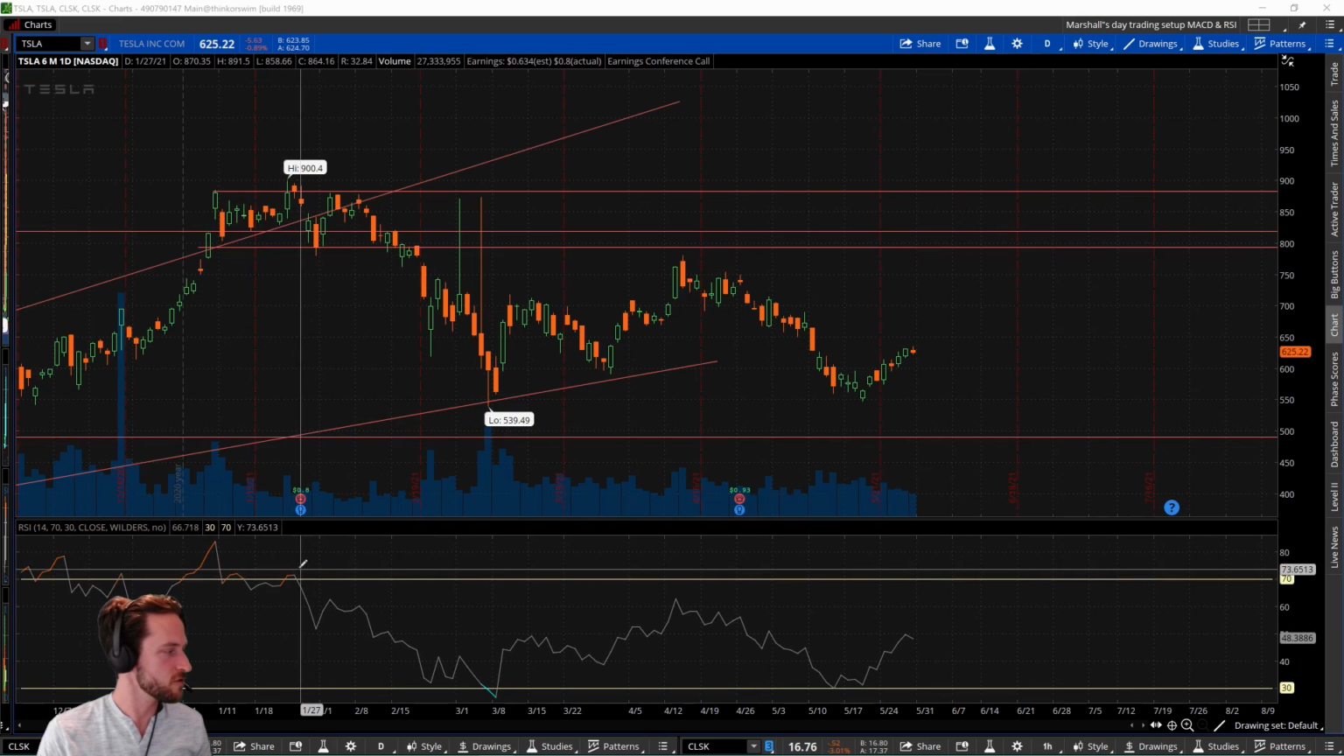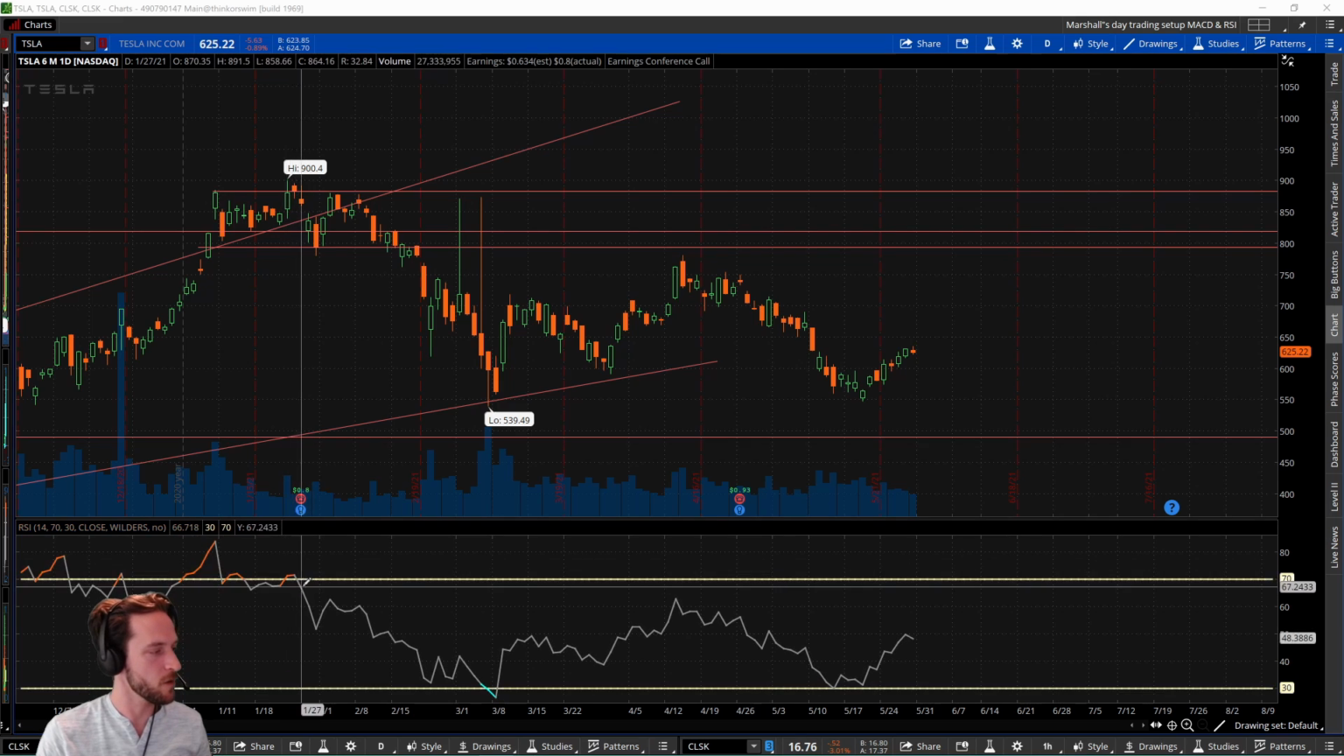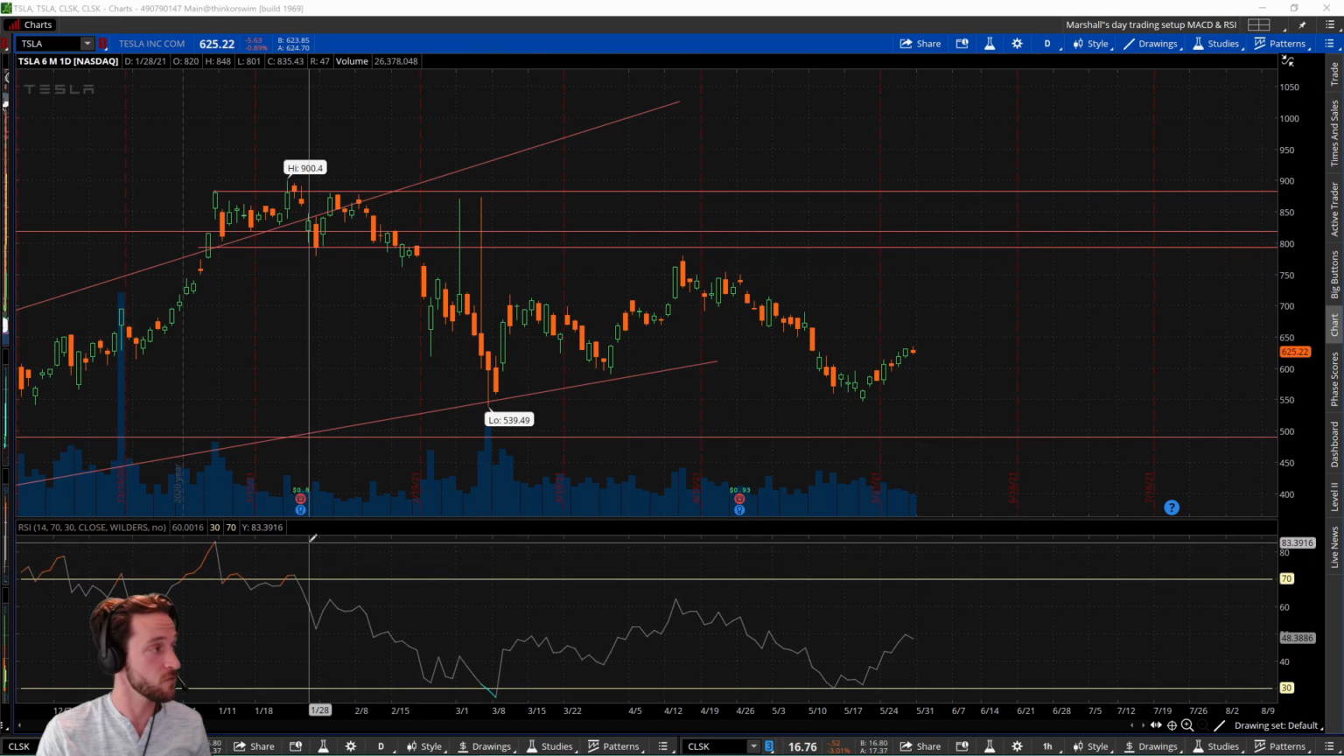Around this, you should start feeling kind of picky about when you want to buy into a stock, just because it's so overbought, 70, and then getting really high up there is even like up to 90-ish. That's like, whoa, that's a lot.